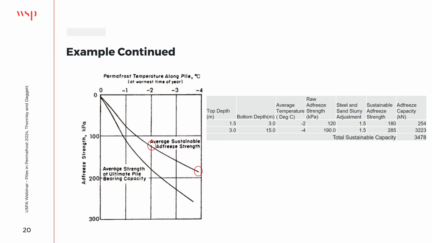And then for the rest of the pile, it's extremely cold and we're down at about -4 degrees, where we're going to have a sustainable strength of 190, which converts to 285. So if we take this across the length and the diameter of the pile, we're going to come up with a total capacity of about 3,500 kilonewtons.